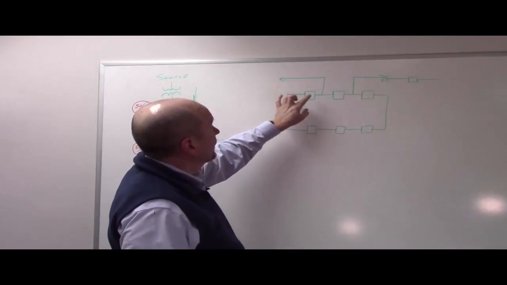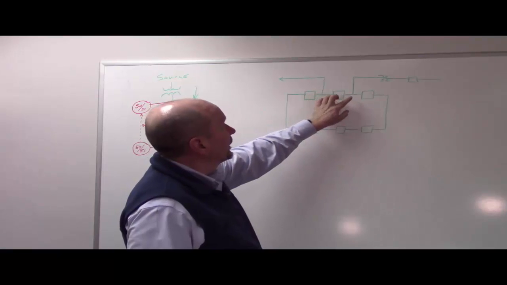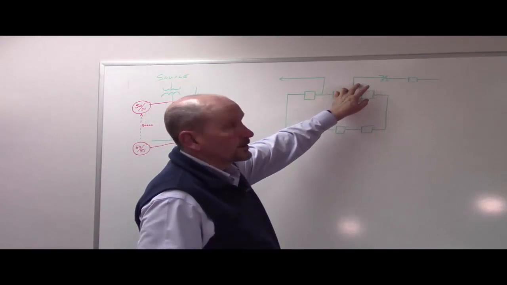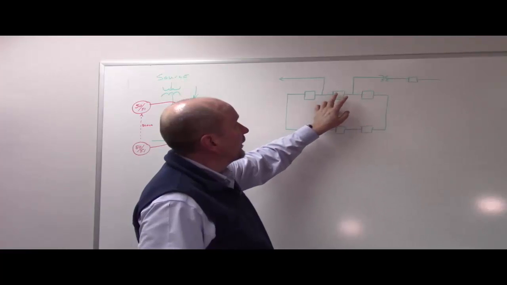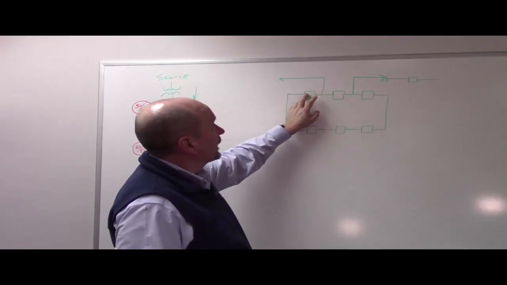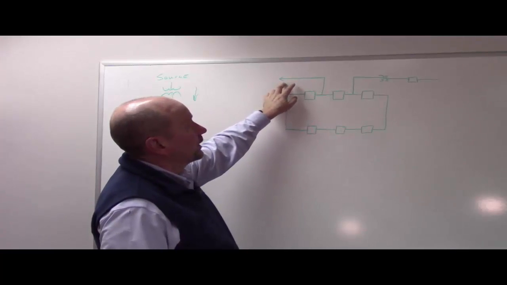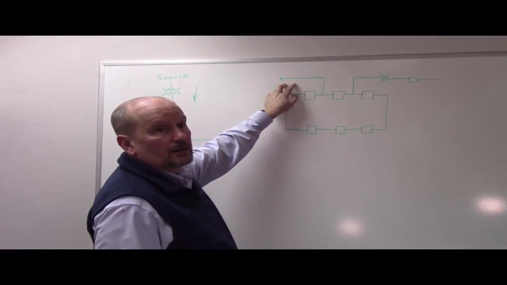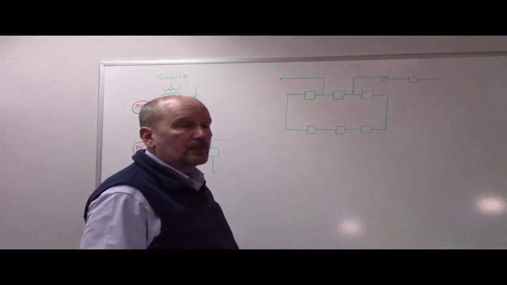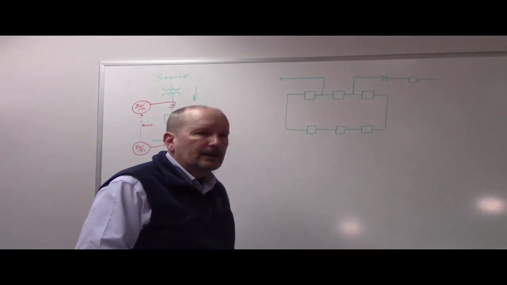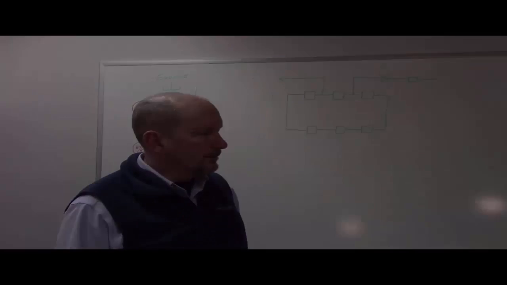Same concept. We go to trip, say we've got a fault in this zone of protection, and that breaker fails. We're going to have to trip this circuit breaker, but we're also going to have to trip the other end of this transmission line. And that's called a breaker failure transfer trip. And we're going to cover that here in a couple classes.